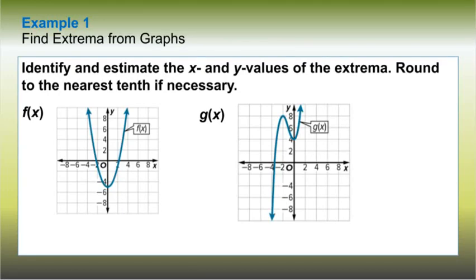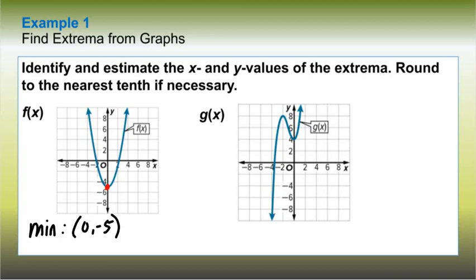Let's take a look at some examples here. It says identify and estimate the x and y values of the extrema, round to the nearest tenth if necessary. So here I have the lowest point right there. So this would be a minimum. There is no other low point, so this is a regular minimum, and we would say the point is at 0, -5. We wouldn't consider that the relative minimum because there isn't a lower point than that. So we would just consider this as just a minimum.